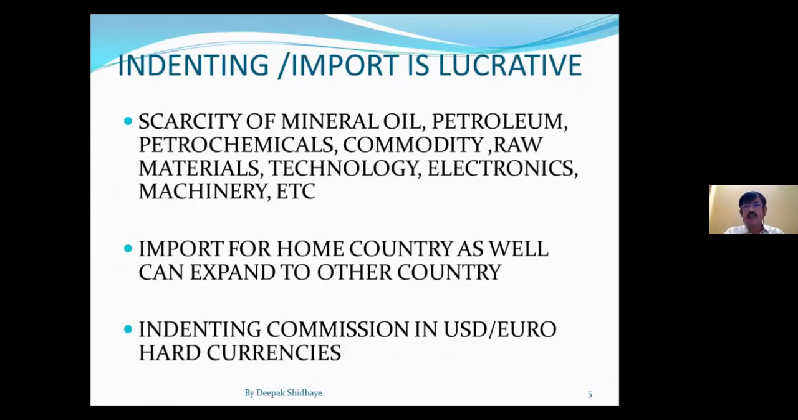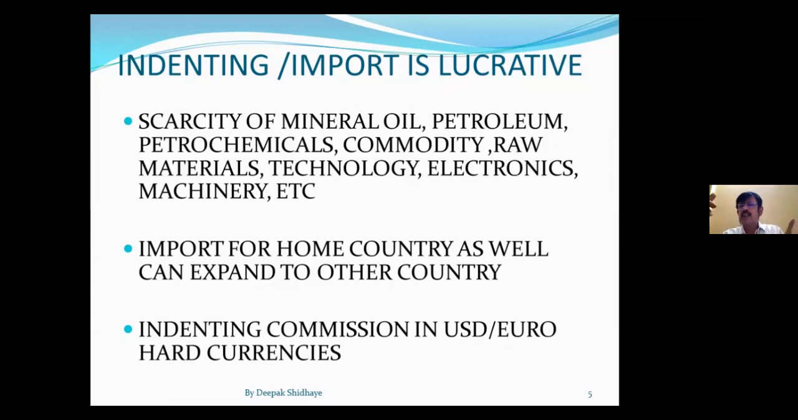Scarcity of products is also creating demand, like crude oil, petrochemicals, commodities, raw materials, technologies, electronics, machinery. So many products are required day to day. If you see the top 10 import and export products, the first two are almost common: crude oil or mineral oil and petroleum and petrochemical products. Second is gems and jewelry and gold and such things. After that, there will be iron and so many handicrafts; so many products are exported and imported also.